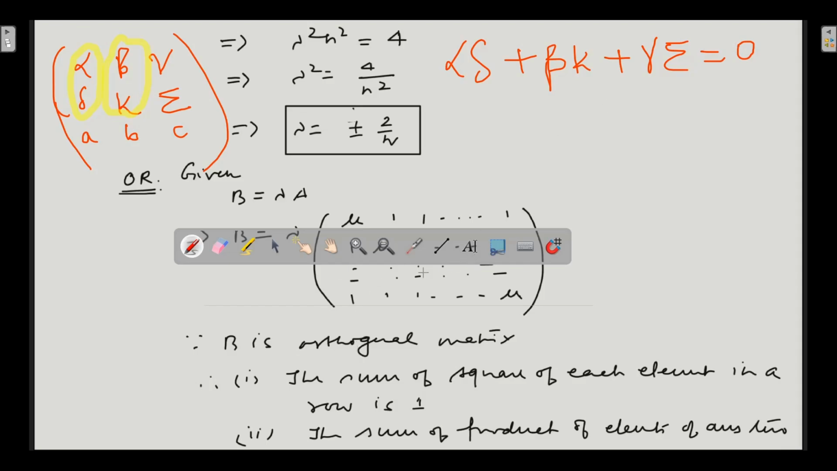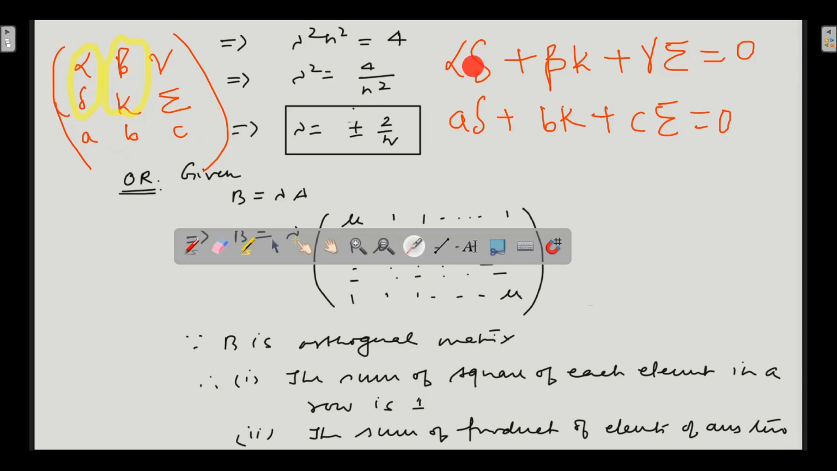So which rows are covered? The first and second row are already covered. So this is the condition which they must satisfy. Now let us talk about the second row and third row. So A delta plus B kappa plus C sigma should be equal to 0. So the second and third row are covered.